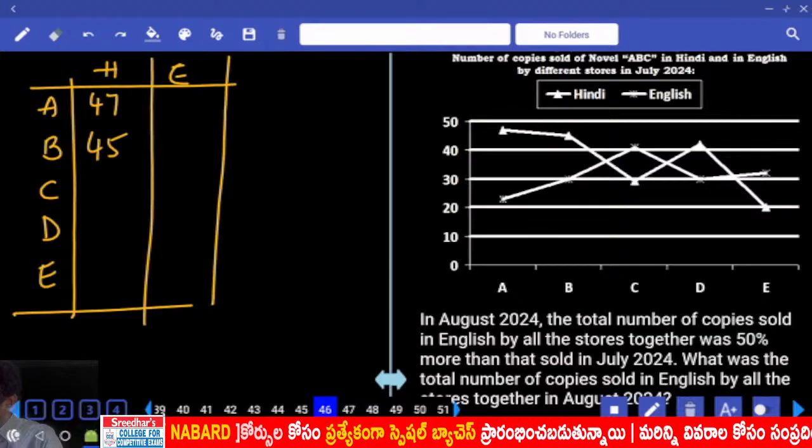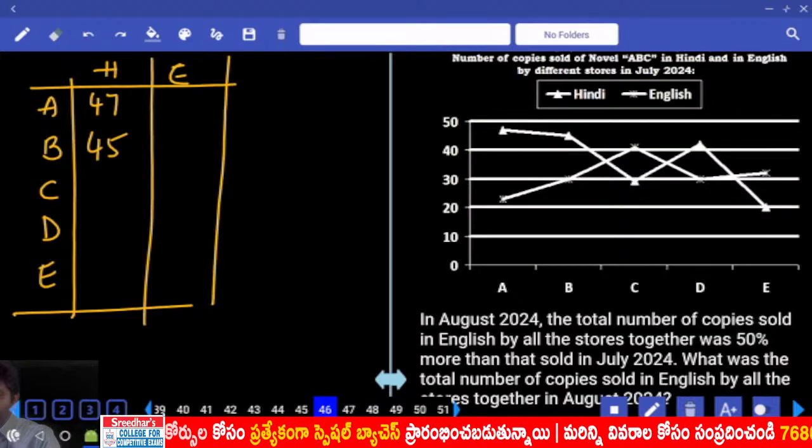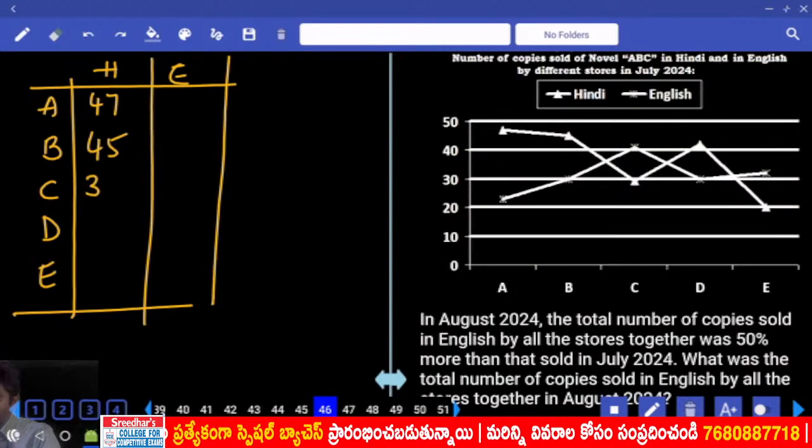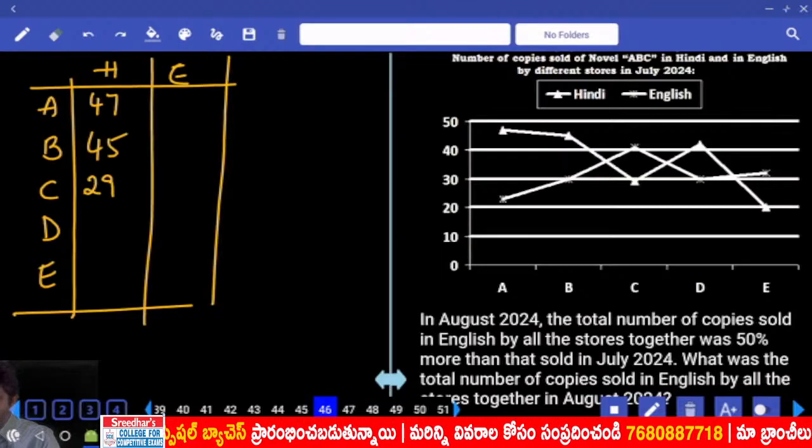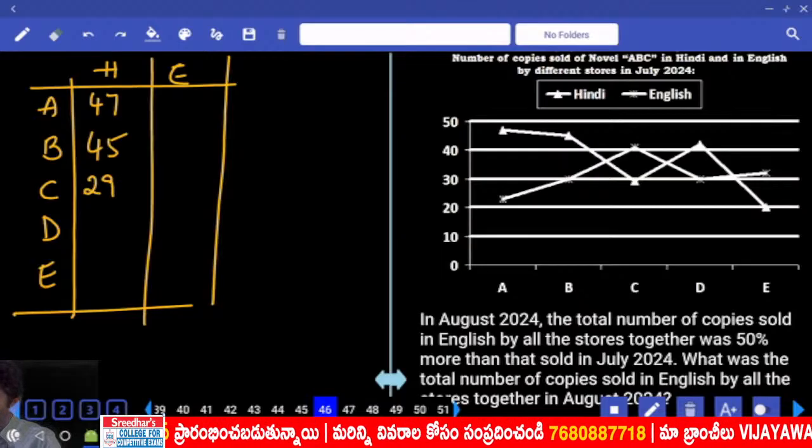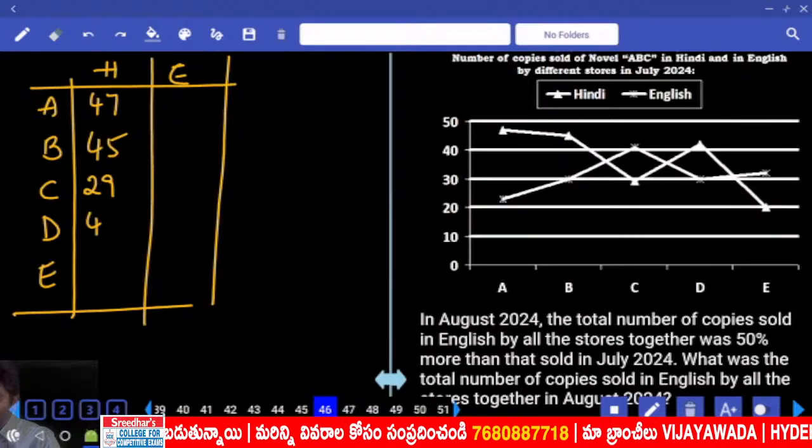Middle lo undi kadamma. Next one. 29. Sare. 42 or 41? 40.